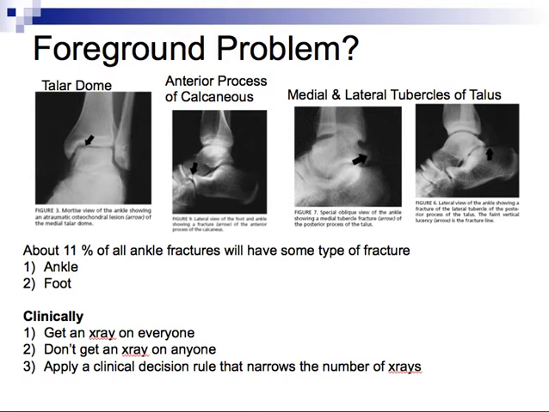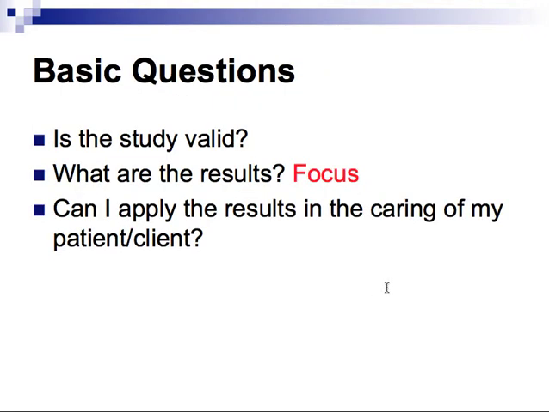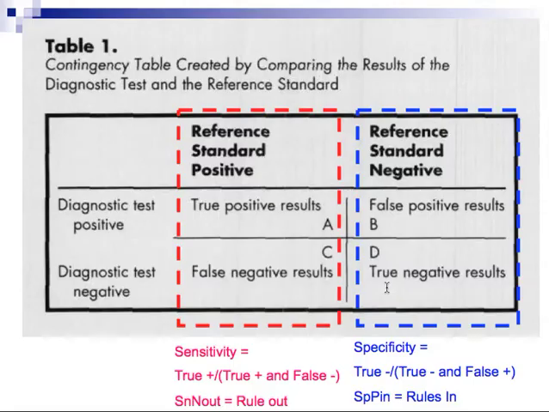So remember, the foreground problem here is that about 11% of all ankle sprains will have some type of fracture, some in the ankle, some in the foot. And so clinically, we want to know whether we need to get an x-ray or we don't need to get an x-ray to manage our patients correctly. So this discussion focuses on what the results are and how we can interpret the findings from various studies.